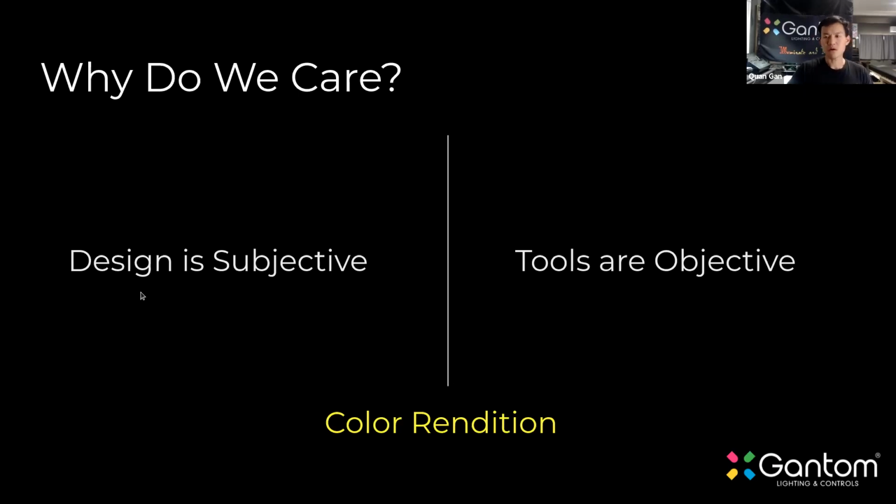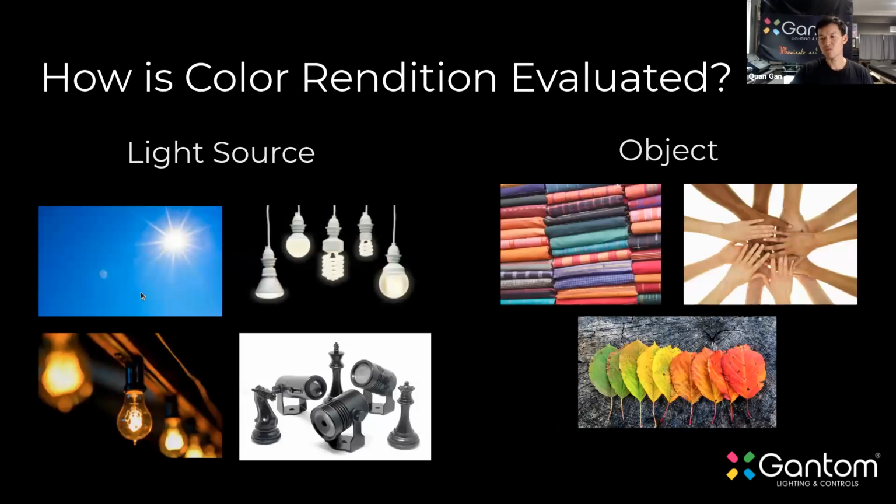And anytime we measure something, we need references. We need to measure against something. It's always measuring against another object. So in lighting, in color rendition, how do we evaluate it? We need to look at two things: reference light sources and reference objects.